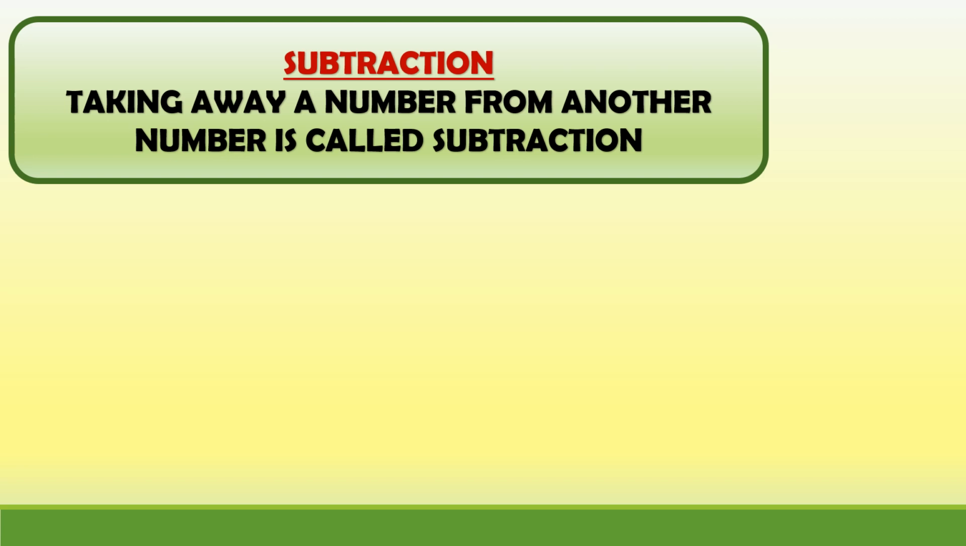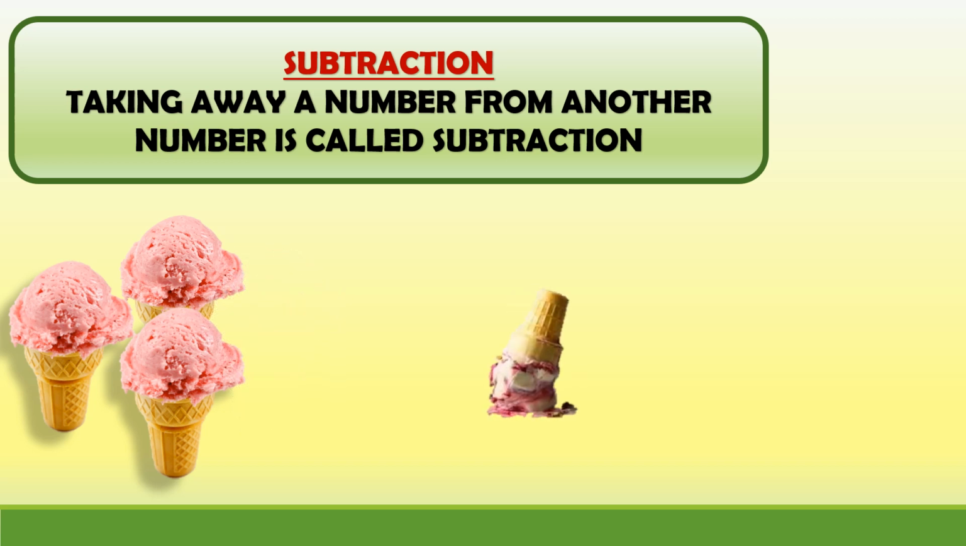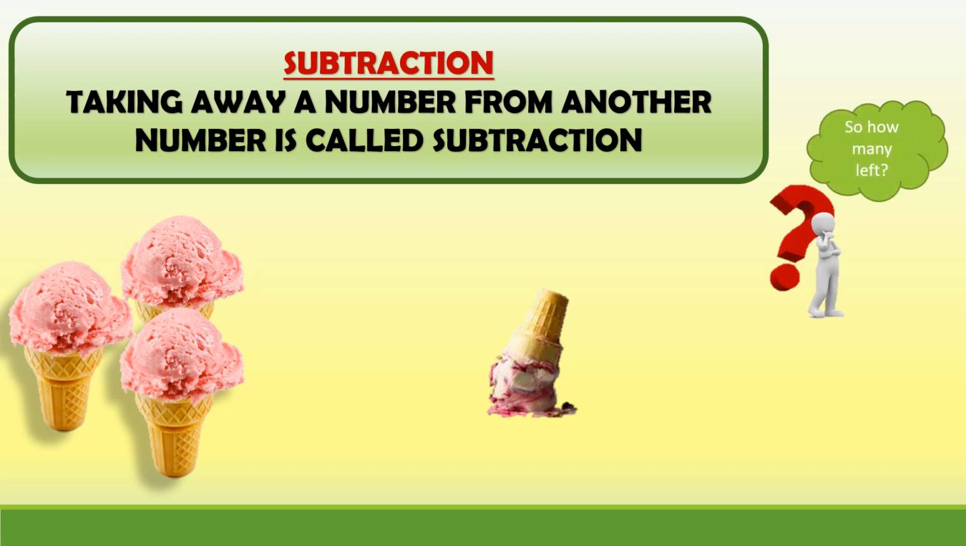Here, for example, I have 4 ice creams. 1, 2, 3, 4. When I was carrying these ice creams to my home, I dropped one ice cream on the road. So now my question to you is, how many ice creams are left with me? Can you answer? Yes. 4 minus 1 equals 3.